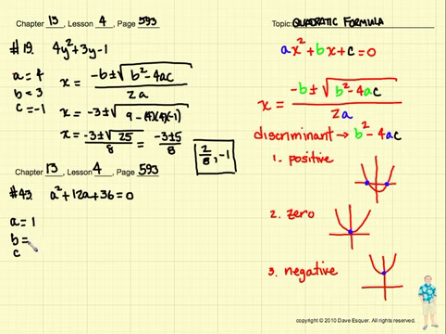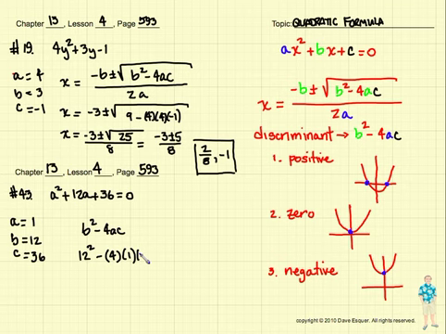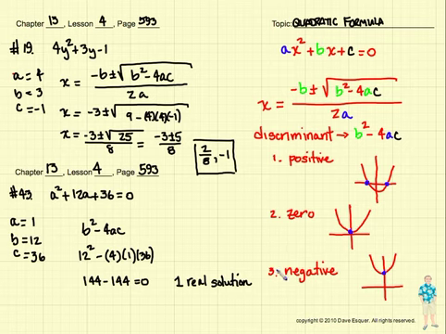Well, obviously a is 1, b is 12, and c turns out to be 36. So our b squared minus 4ac is the only thing we have to pay attention to. So we stick in a 12 squared minus 4 times 1 times 36, and that turns out to be 144. Take away 144, or 0. So our discriminant is 0, so there is only going to be one real-world solution based on graph number 2. Okay, so that's what that one looks like.